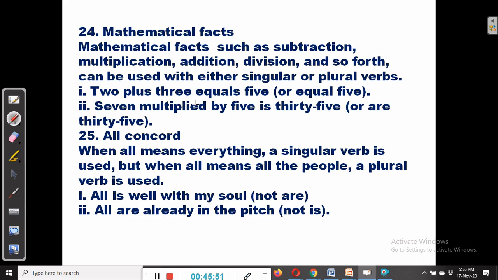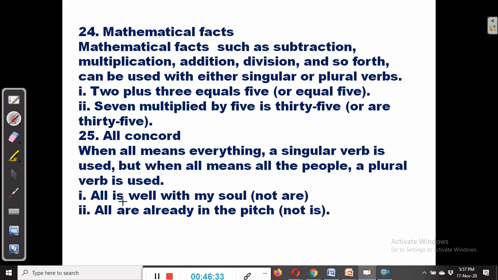Now, both usages are correct. The second example, 7 multiplied by 5 is 35. You can also say 7 multiplied by 5 are 35. Both are correct. Then the last but not the least, rule number 25. We call it all Concord. That is Concord that has to do with all. When all means everything, a singular verb is used, but when all means all the people, a plural verb is used. Let's look at the examples.